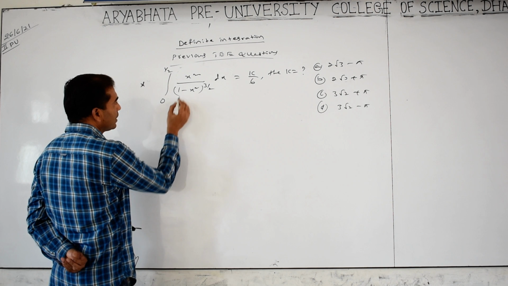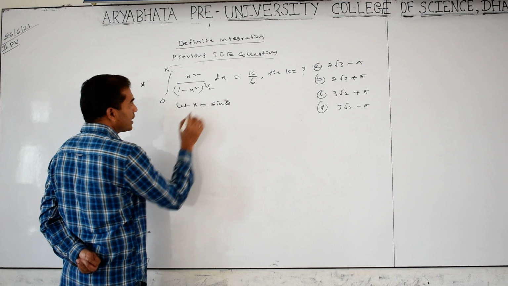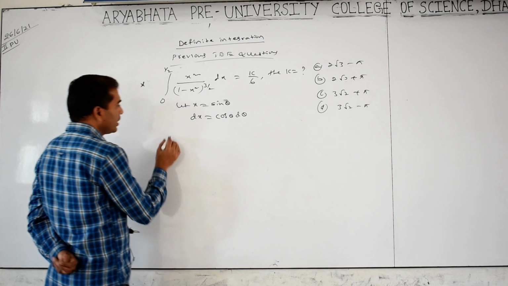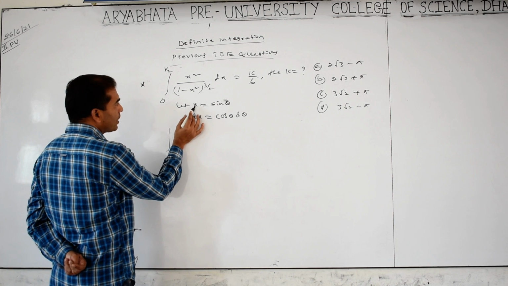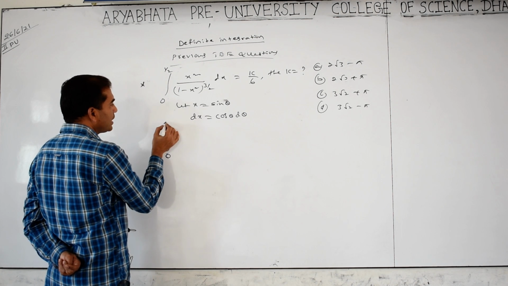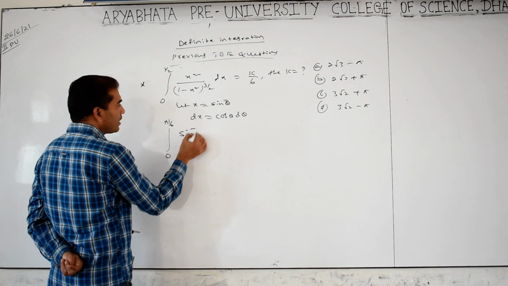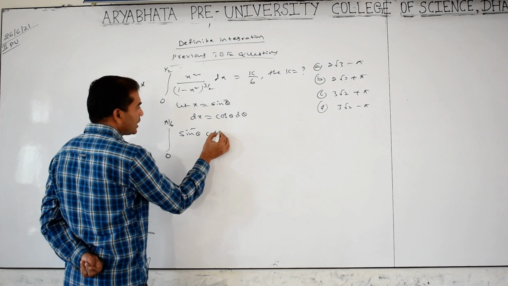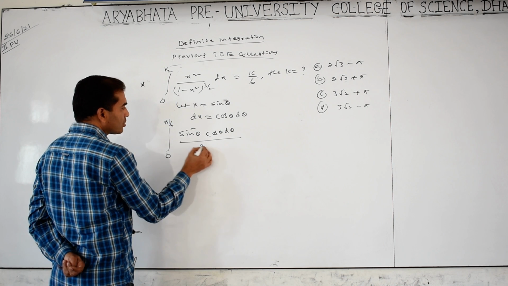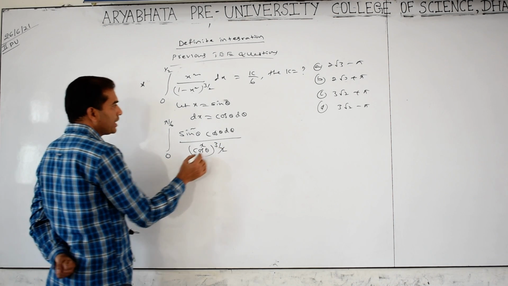By substitution method. Let x equal sin theta, so dx equals cos theta d theta. Lower and upper limits will change. If you put x equal to 0, then theta is also 0. X equal to 1 by 2, then theta is equal to pi by 6. So sin square theta, dx equals cos theta d theta, over (1 minus sin square theta, that is cos square theta) whole power 3 by 2. Cancel here: cos cube theta.